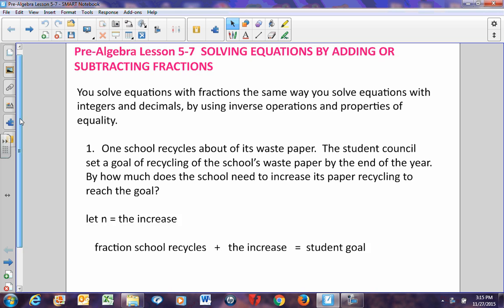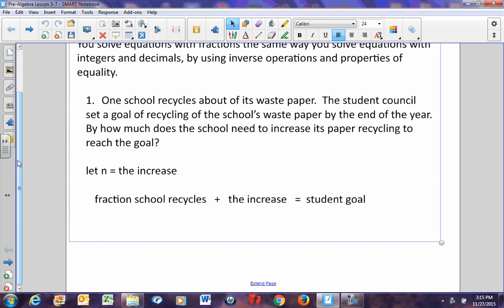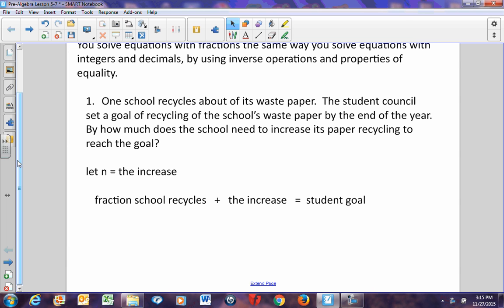Let's say one school recycles about 1/3 of its waste paper. The student council set a goal of recycling 3/4 of the school's waste paper by the end of the year. By how much does the school need to increase its waste paper recycling to reach its goal?